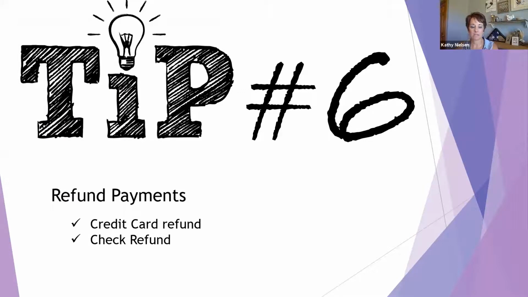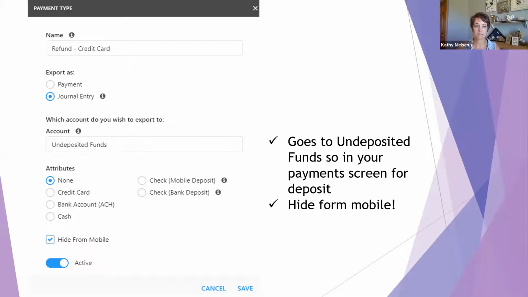Refund payments, I see a lot of people in QuickBooks just doing a lot of manipulating because their refunds are messy. So the easiest way to do that is to create a refund payment type for each different one. So I have a refund credit card that exports as a journal entry. It hits undeposited funds because a credit card refund is part of my credit card deposit, but I can't have it export as a credit card because it's a negative payment. So I do this and then it will hit correctly to add into my deposit. Again, hide it from mobile. Don't let your techs accidentally use it.